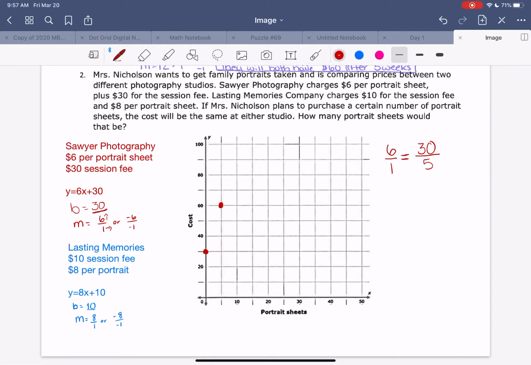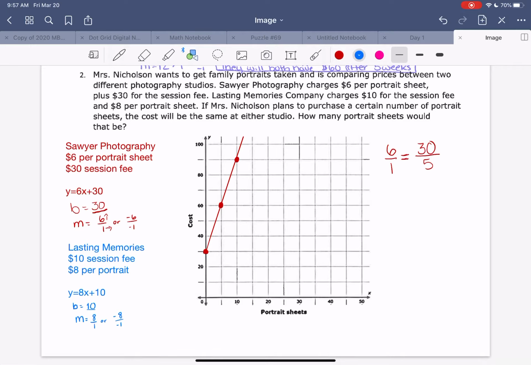And then remember that if I wanted to make more points and make sure that my line is good, I can keep doing that. So I can keep going up 30 and over 5, and that would be my next point. Okay, and then you create your line. And then move on to the next one.